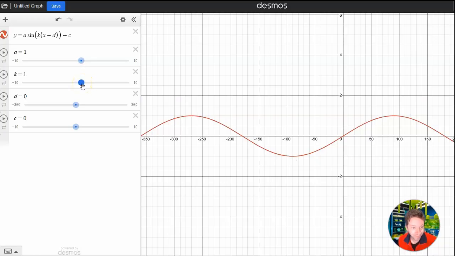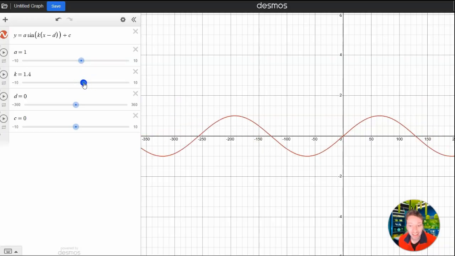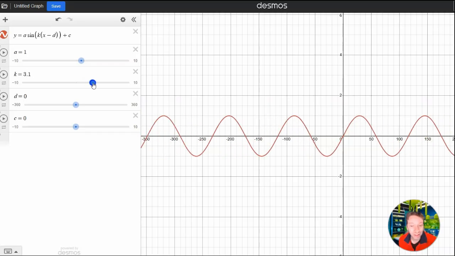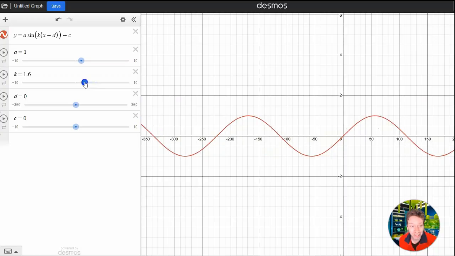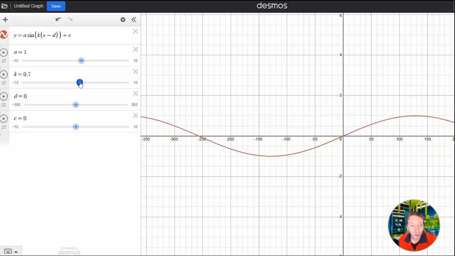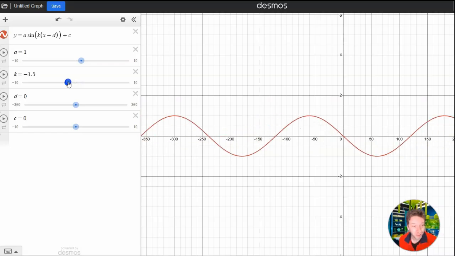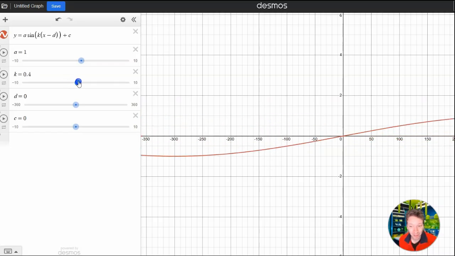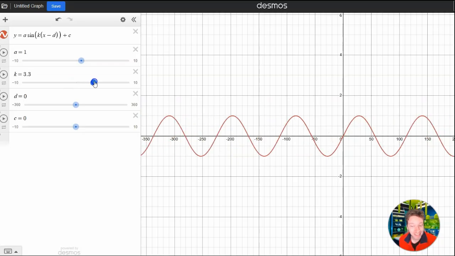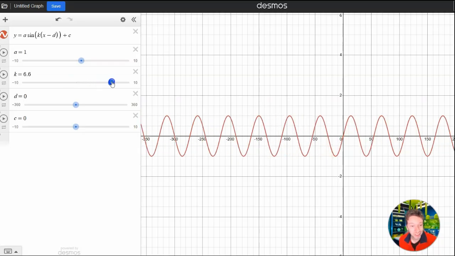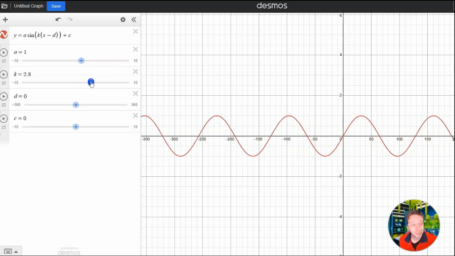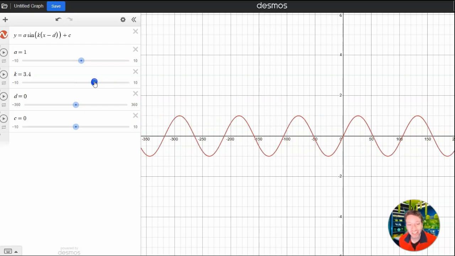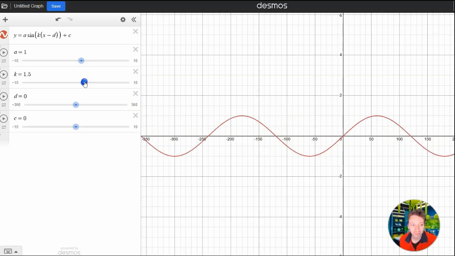What about K? If we change K, notice we are horizontally compressing it, or we can horizontally stretch it, or if we make it negative, we will find a reflection about the vertical or y-axis. But notice, as I compress it or stretch it horizontally, the period changes, but the amplitude does not. So K changes the period.